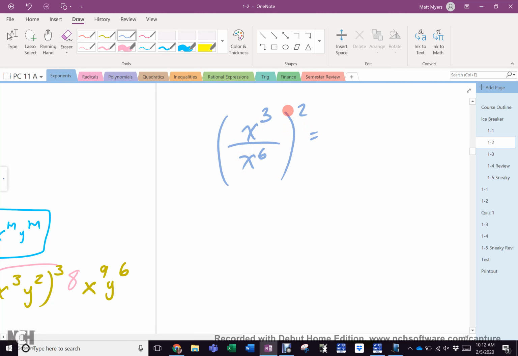Yeah, you could apply the 2 here, no problem. That's going to be x to the 6th over x to the 12th. Then what? Subtract, x to the negative 6, easy peasy, 1 over x to the 6th.